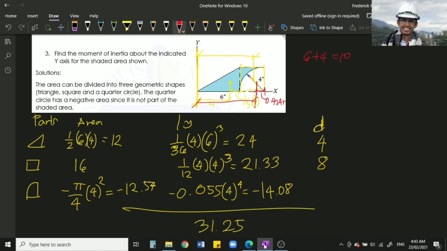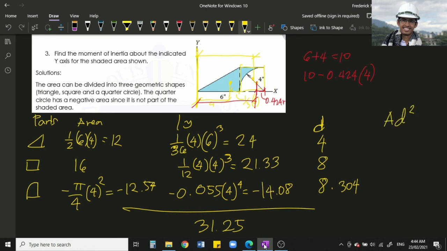I-minus natin yung 0.424 r. So that will be 10 minus 0.424 r, which is yung r natin is 4 inch. So 10 minus 0.424 r, so that will be 8.304.